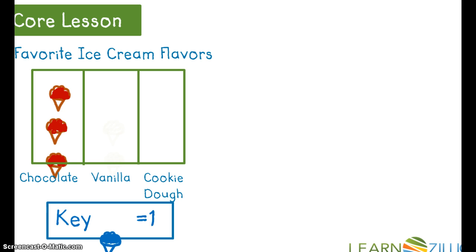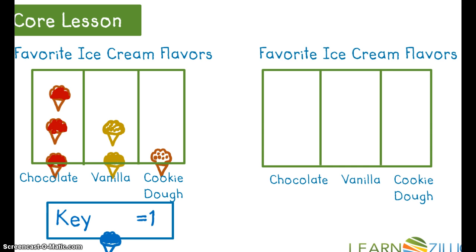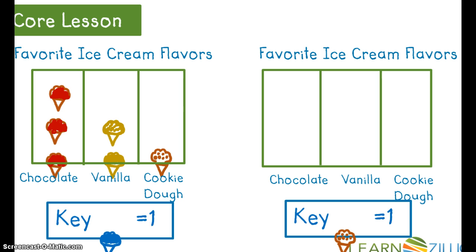So 3 votes for chocolate, 2 votes for vanilla, and 1 vote for cookie dough in this example of the picture graph. Now also you'll notice that each ice cream cone is a different color. Take a look at the next graph. It still has a title and the categories chocolate, vanilla, and cookie dough. Take a look at the key. It's a brown ice cream cone with speckles. It represents 1 vote.